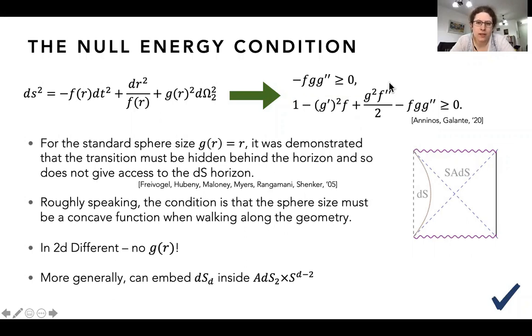From the way I'm phrasing this, it should be obvious that there are ways to bypass these no-go theorems. First, in 2D, there is no size of the sphere. So there is no point in asking for monotonicity, and then all these conditions can be easily satisfied. So there is absolutely no problem in embedding the CHEP-th horizon within ADS in 2 dimensions.